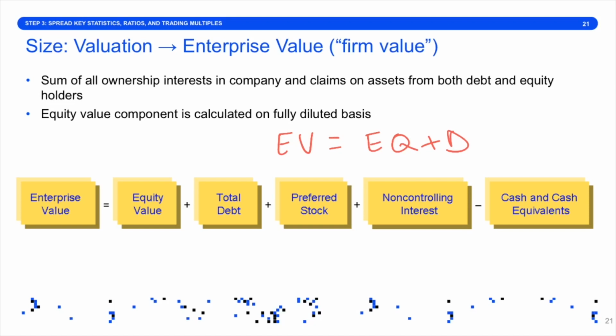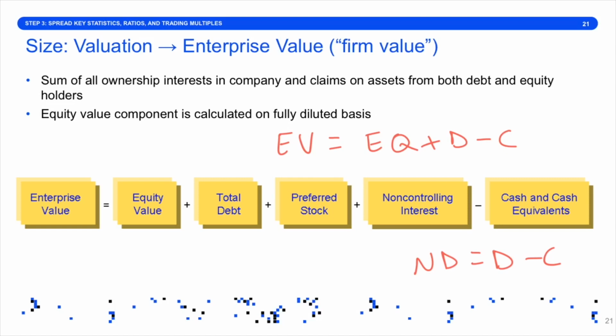So when we look at the enterprise value, instead of looking at debt, we look at net debt. And net debt is basically debt minus cash. So, enterprise value is equity plus debt minus cash.